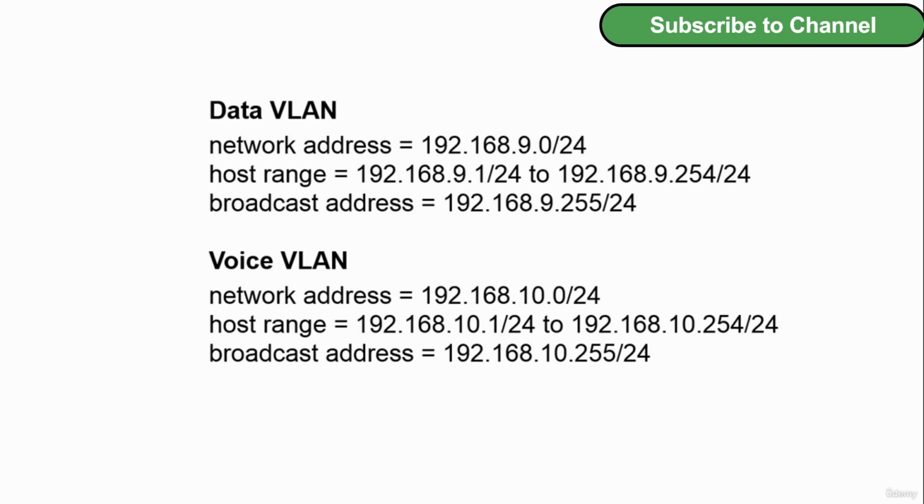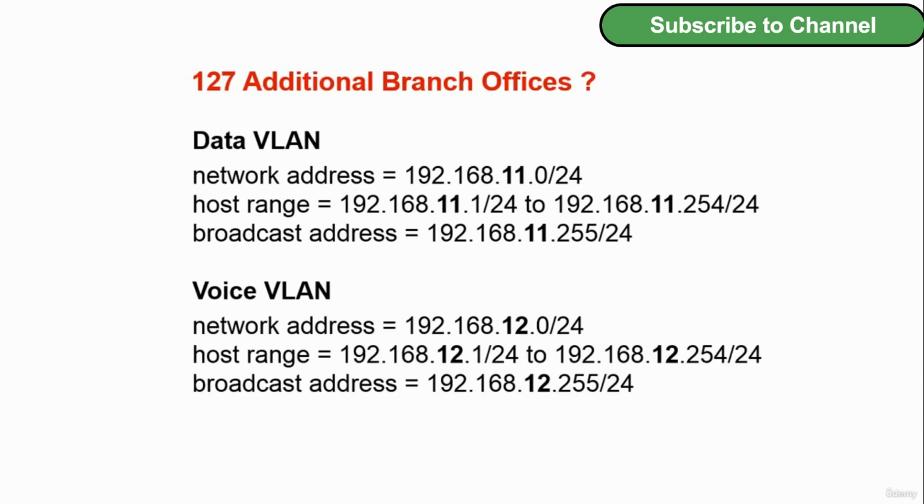If I want to add more, I can continue adding subnets, and that's typically how that works with Class C addressing in that /24. You keep assigning subnets. So there's 127 additional branch offices. I've got 2 VLANs per office, so consider there's 128 branch offices, and so I'm going to start assigning these. The next branch office could use 11 for the data VLAN and 12 for the voice VLAN.